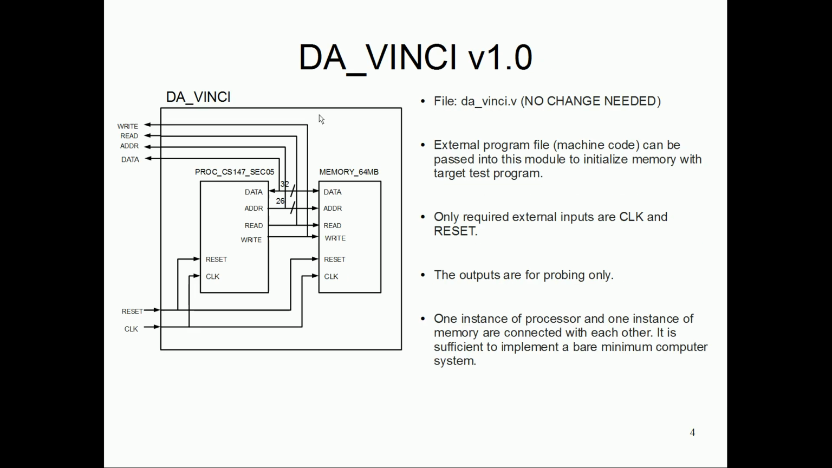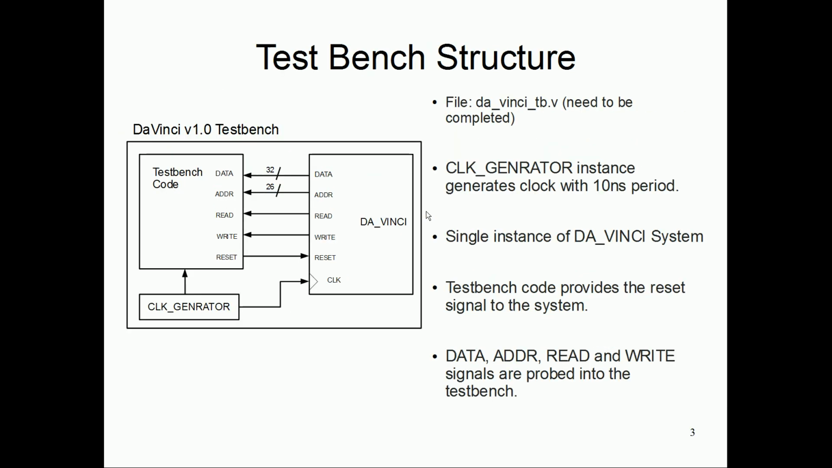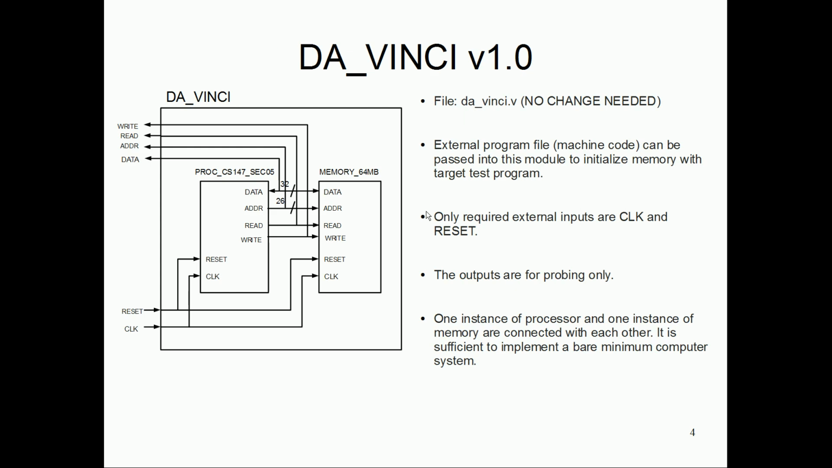Once your testbench is done, we move to the system itself, which is DaVinci v1.0. So let's look at the system. It takes input reset and clock and instantiates a processor and the memory, and this is the file davinci.v. You don't need to change it, it is all pre-written for you. Let me explain that file a little bit.